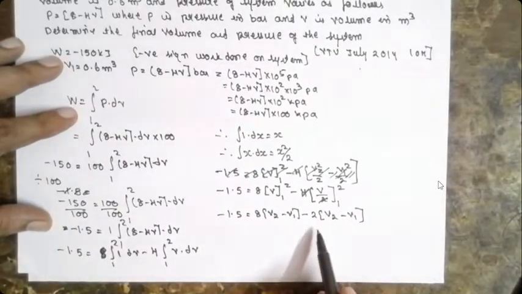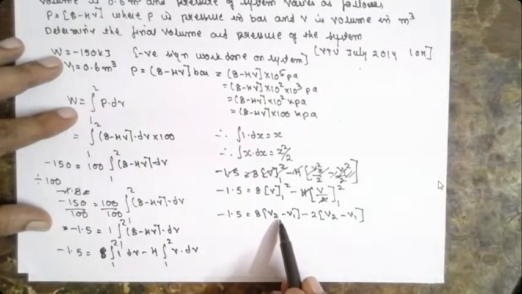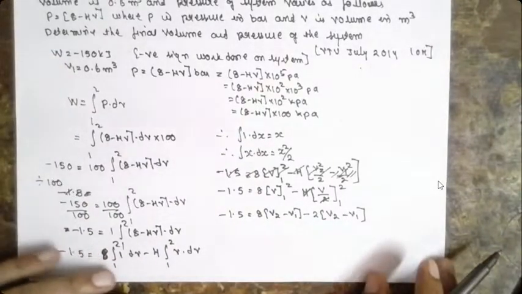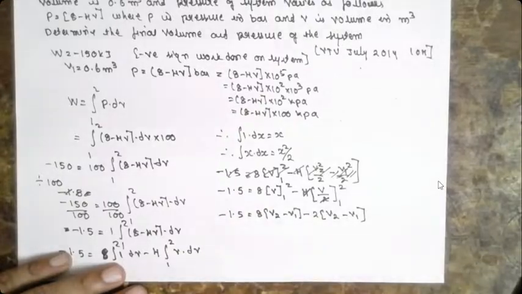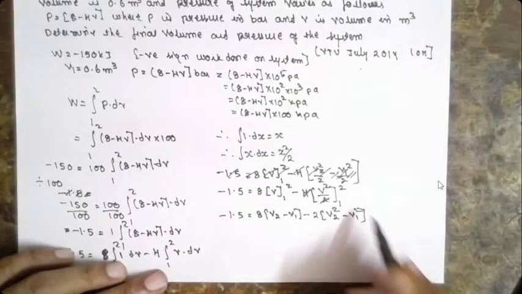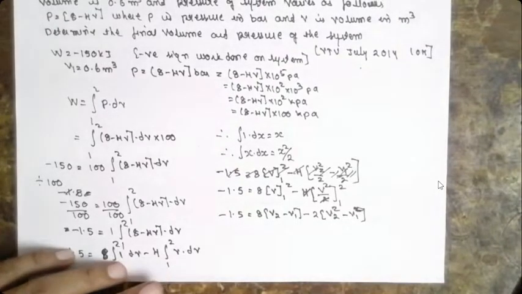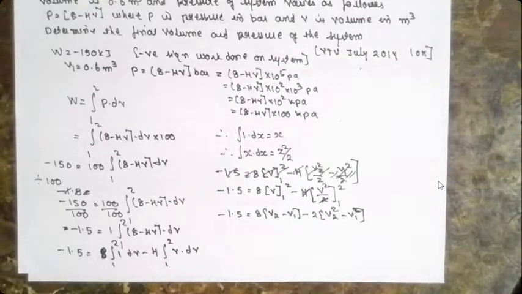Inside it becomes v square by 2. If we integrate v dv we get v square by 2. Sorry, done. It is v2 square minus v1 square. Thank you for the correction.